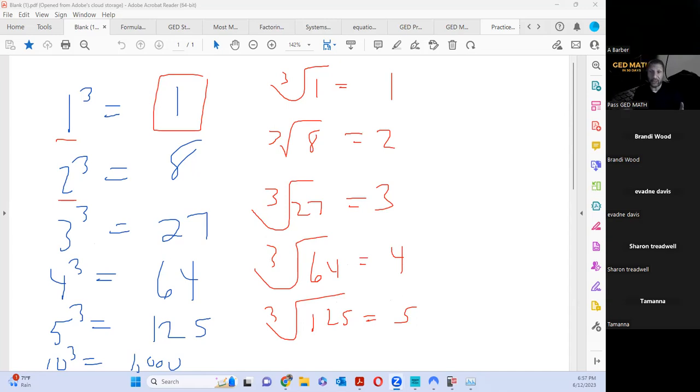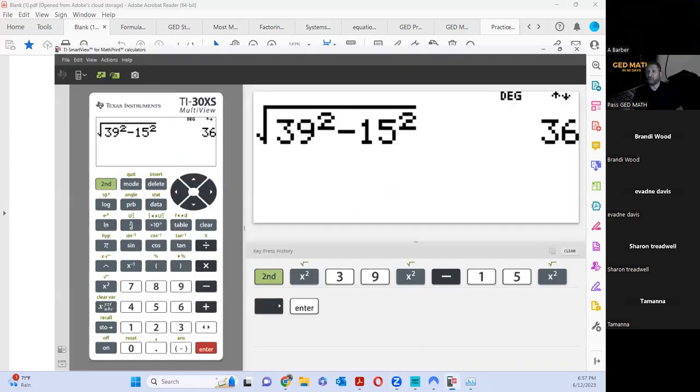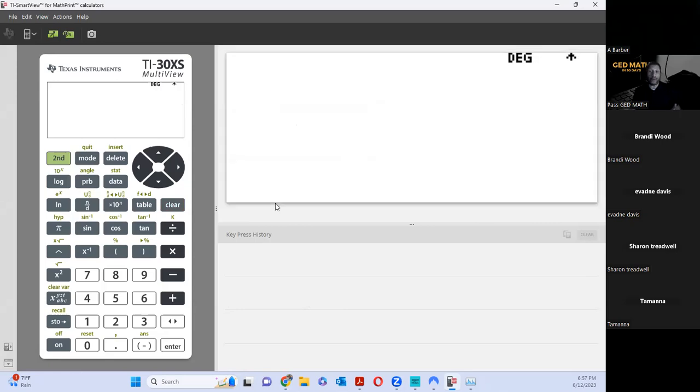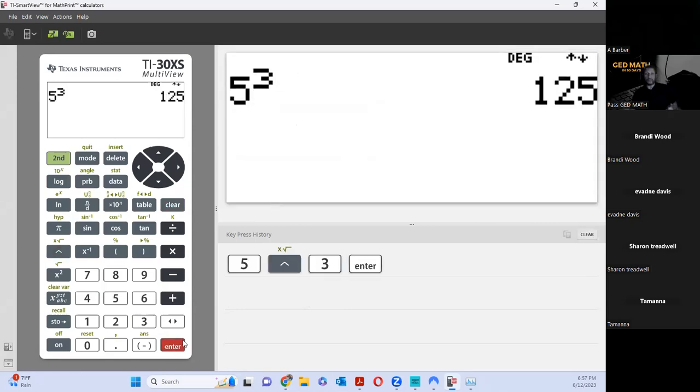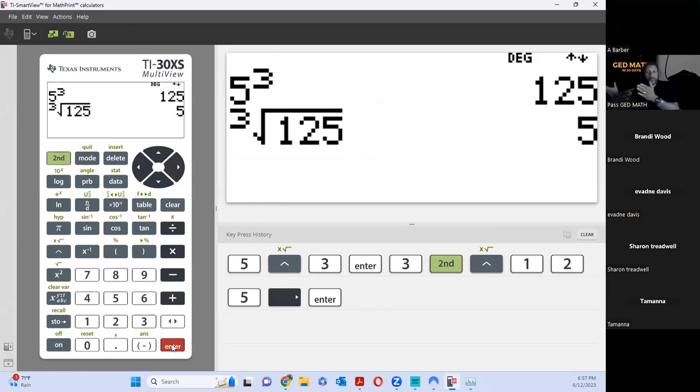Now, the second thing you do, once you know that, is, Mr. Tinsley loves the calculator. So you should make sure you know how to put them in the calculator. So 5 to the third is 125. The cube root of 125 is 5. You should know how to put them in.